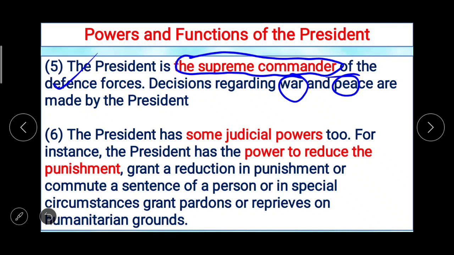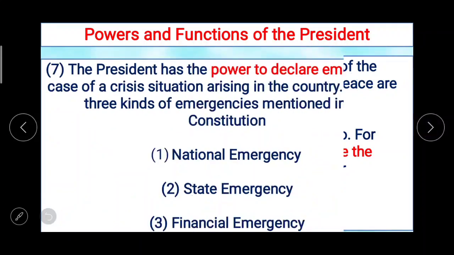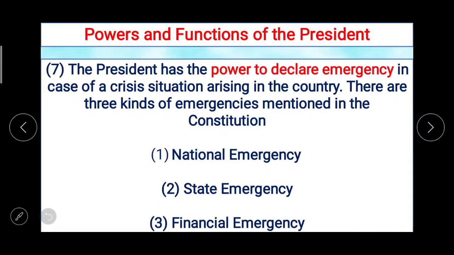The President has some judicial powers too. For instance, the President has the power to grant a reduction in punishment or commute a sentence of a person, or in special circumstances grant pardons or reprieves on humanitarian grounds. And for this many times you can find the name of the President in the news.